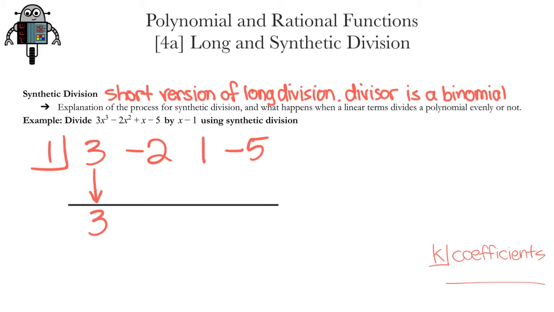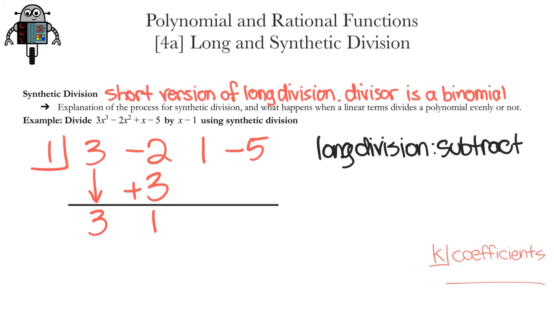We'll leave space for another row of numbers and then write a horizontal line. We drop the first number down, and I usually draw an arrow. That step represents 3x cubed being divided by x. There's a 3 involved. Now we multiply that 3 by the k value and write the result underneath negative 2. So we write 3 because 3 times 1 is 3. Then we add negative 2 plus 3, which is 1. So far, you might have noticed that the few steps that we took were opposite of long division. All of the signs are opposite. X minus k, so we put a k value in the box. In long division, we subtract. Here, we add.